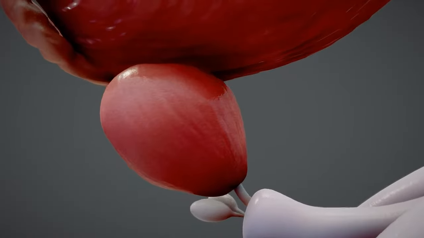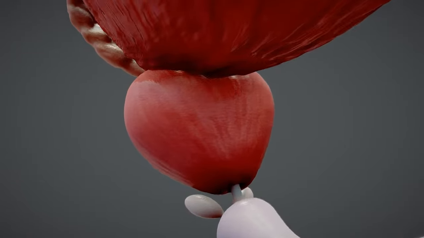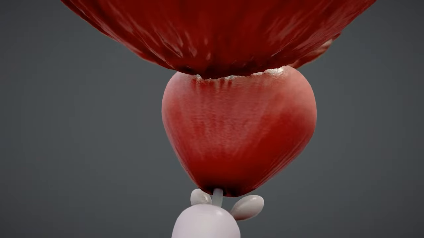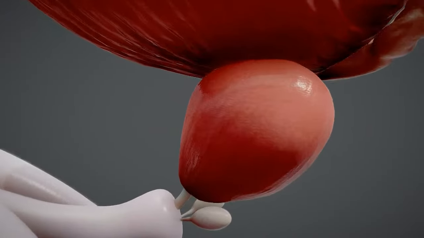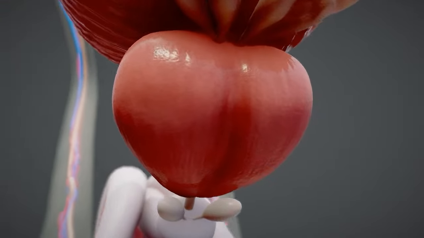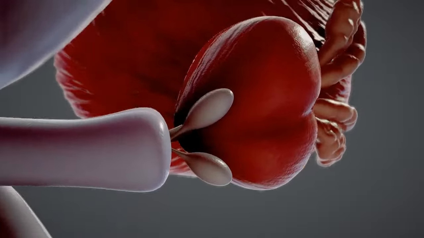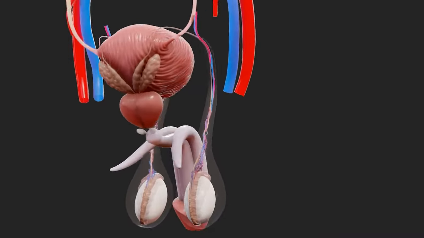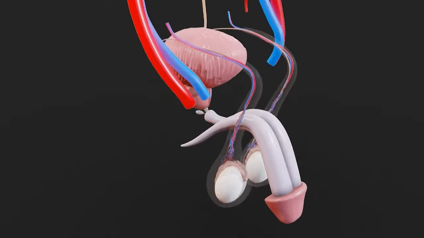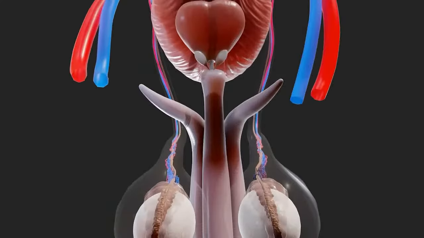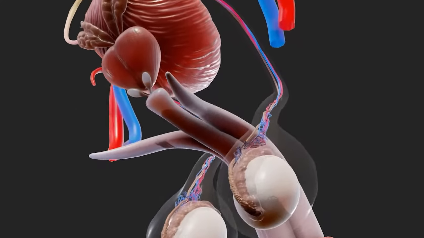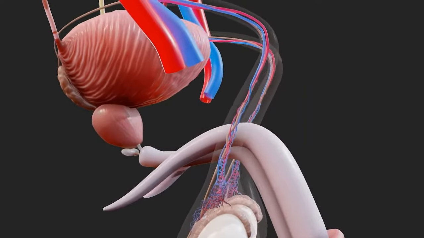Another feature within the prostatic urethra is the seminal colliculus, an elevated area on the posterior wall, which contains the prostatic utricle, a vestigial structure, and the openings for the ejaculatory ducts. Surrounding this part of the urethra is the prostate gland, which secretes prostatic fluid, a component of semen that aids in sperm motility and protection.